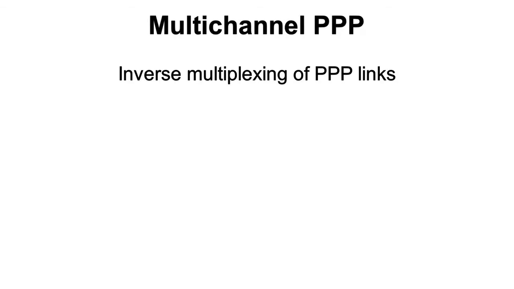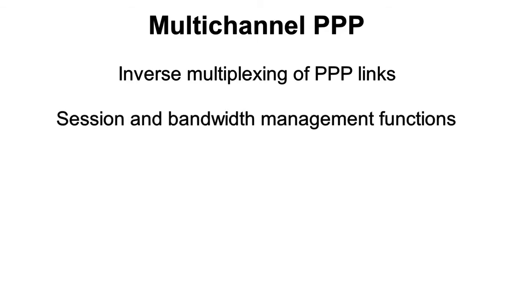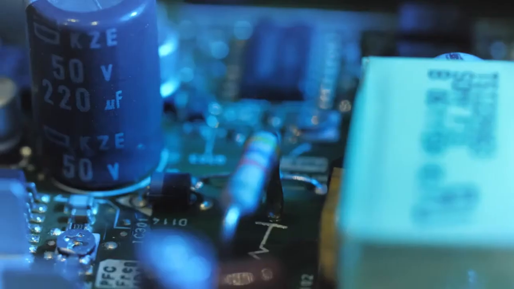Another extension to MPPP that some vendors support is called multichannel PPP, which in addition to inverse multiplexing of PPP links, also supports session and bandwidth management functions, including the dynamic addition or removal of channels, without the need to reinitialize the link. Both the client and the server must support MPP for this to work.